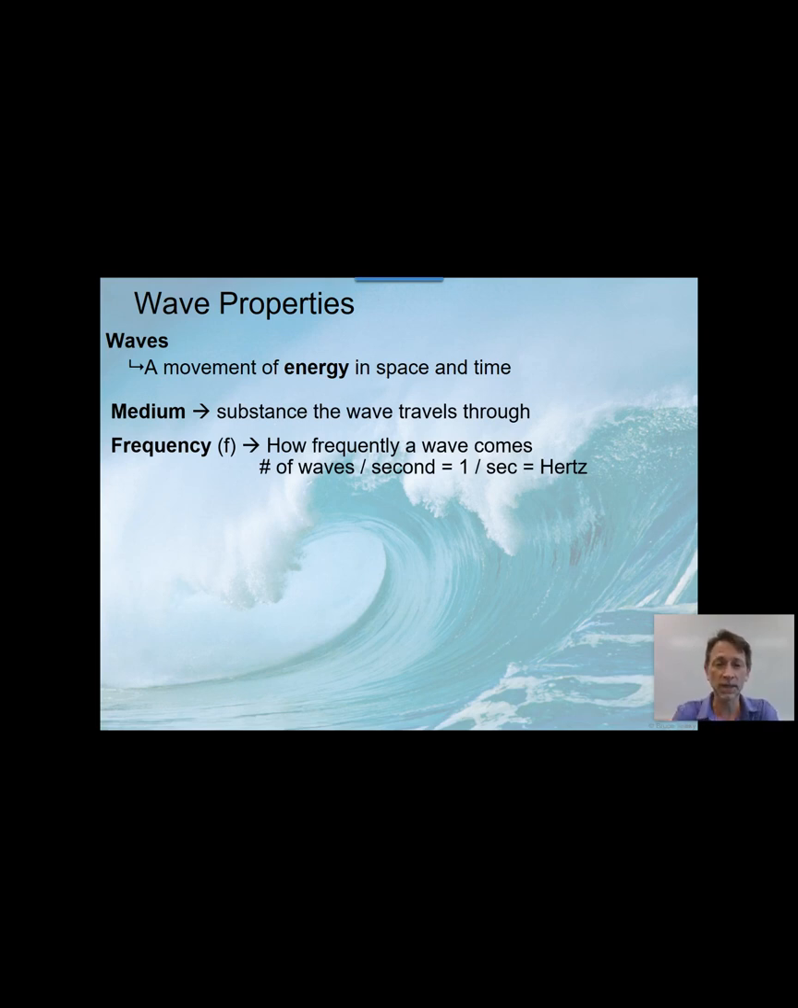So frequency is the number of waves per second. Number of waves really isn't a unit, and so we would say that this is 1 over seconds, and that is redefined to be the hertz, named after a dude named Hertz. You can Google him later.